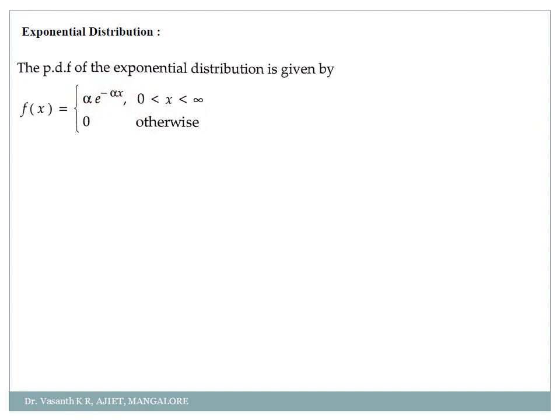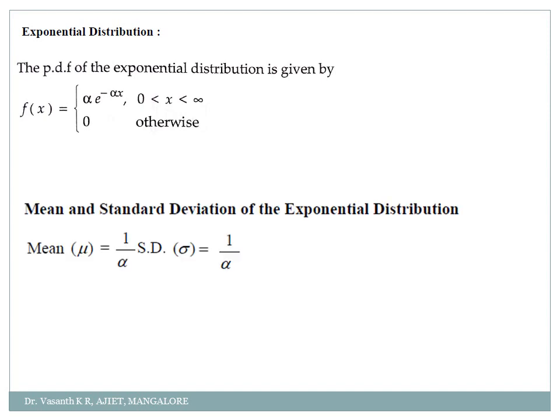Then what will be the mean and variance of this function? The mean is mu, that is 1 by alpha, and standard deviation is sigma. What is variance? Sigma square. So standard deviation sigma is equal to 1 by alpha. So in this case the mean and standard deviation of the exponential distribution are the same. Mean is 1 by alpha and standard deviation is also 1 by alpha. You have to just remember this, more than enough. Now we'll go with the problem.